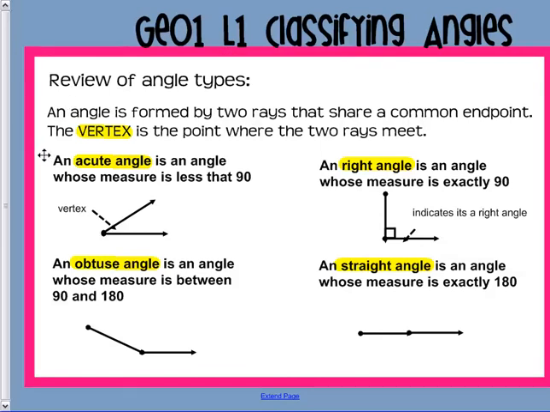Okay, let's review. An angle is formed by two rays that share a common endpoint. This point is called the vertex. It's where the two rays meet. Okay, it's actually this point right here. So that is a vertex.